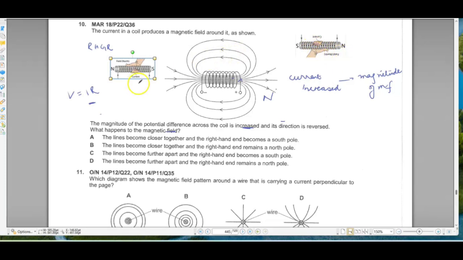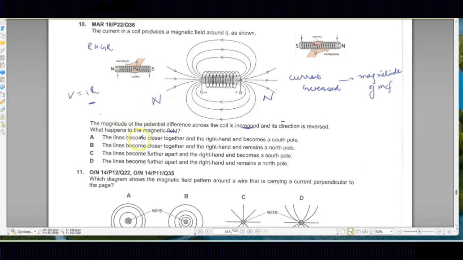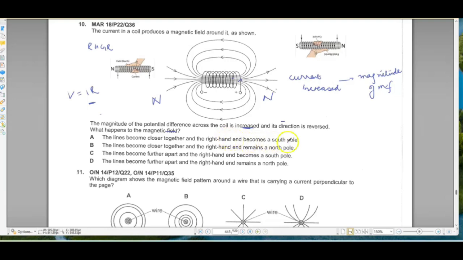Now when the direction has been reversed, the direction of the current is away from you, so the fingers are curling away from you, and the north is over here. Due to the potential difference being increased, the magnetic field lines would be closer together and now the north would be shifted. So the lines become closer together and the right hand end becomes a south pole. As this is the north, this is the new south. So this is correct. A is our correct option.